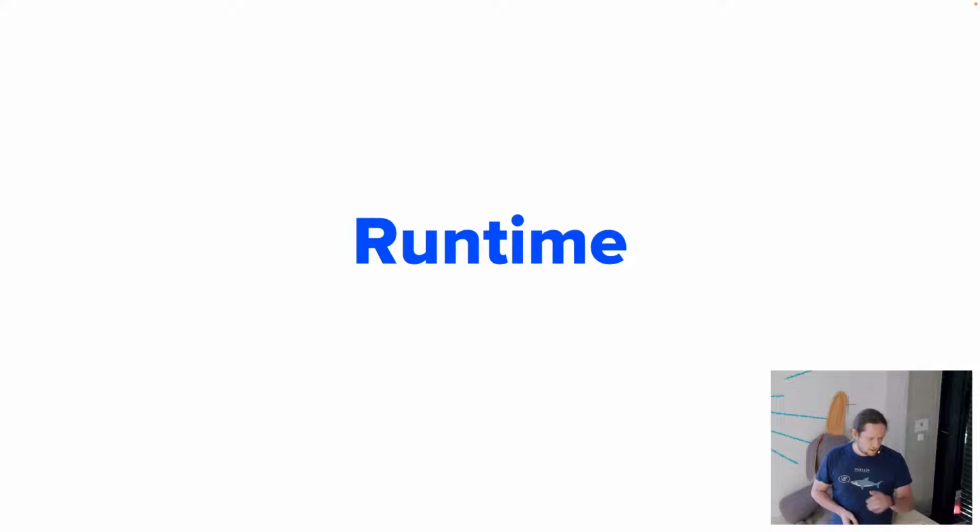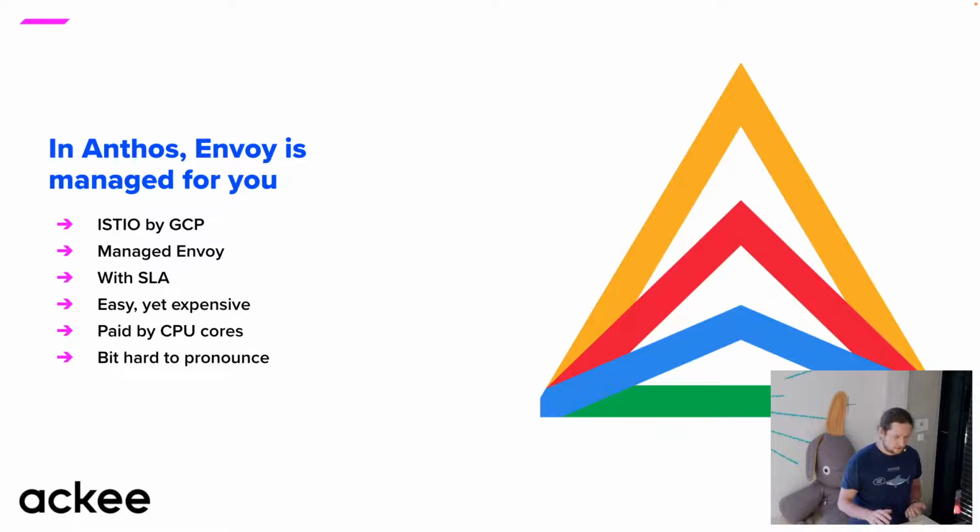And now let's have a few words about runtime. And it's kind of conveniently connected because Envoy is just a proxy which is usually used in Istio, which is a service mesh. And for that we usually use Anthos. That's just a GCP implementation of service mesh.